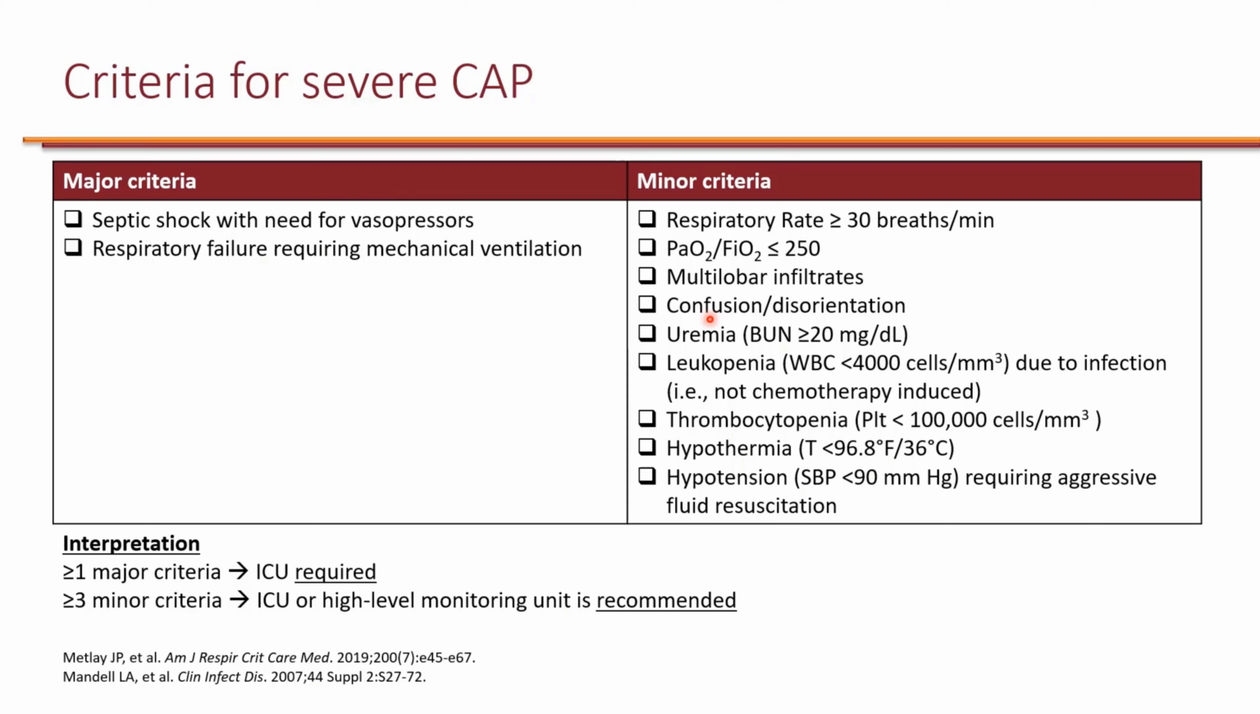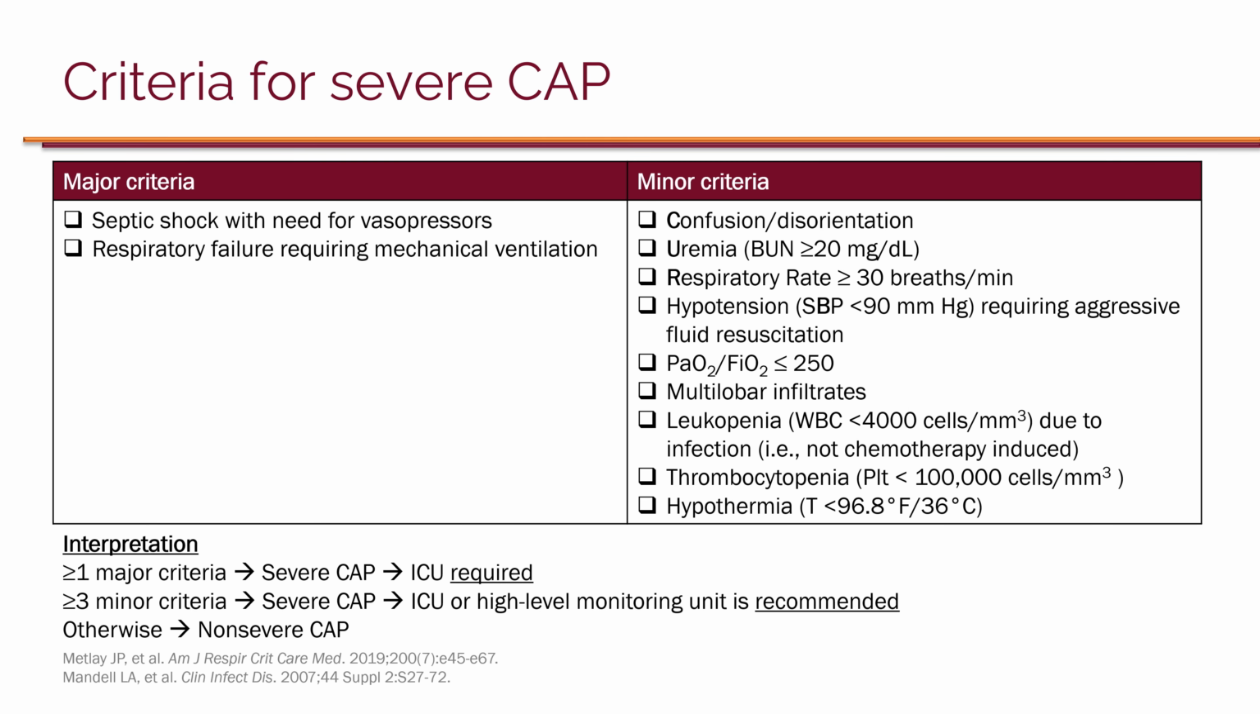Now, if someone has 3 or more minor criteria, they will also be classified as severe pneumonia. However, depending on the minor criteria, the patient may not necessarily need to be admitted to the ICU. But the reason I am mentioning these criteria for determining what's severe CAP and what's non-severe CAP is that the treatment actually depends on it. The treatment for severe CAP might be slightly different than the treatment for non-severe CAP. So if someone does not meet these criteria, they will be considered non-severe.